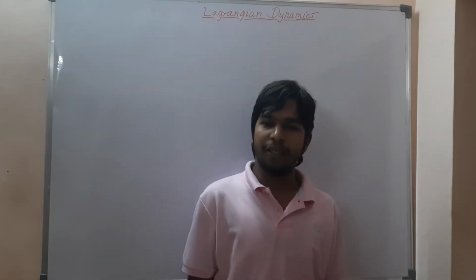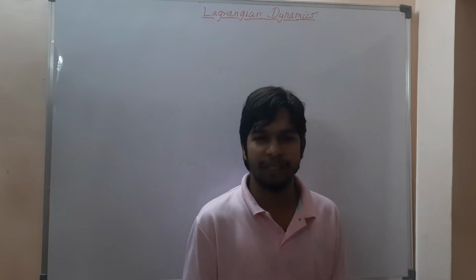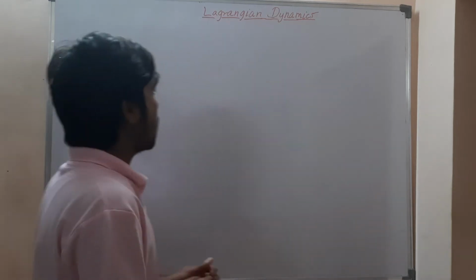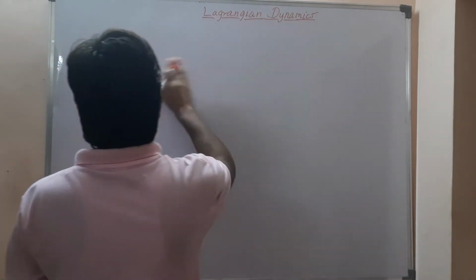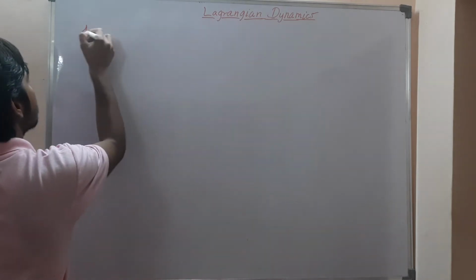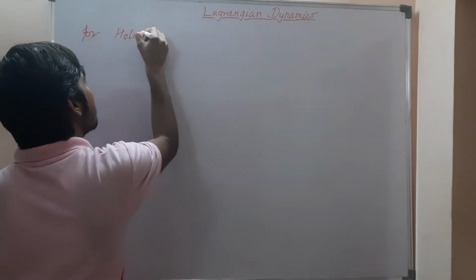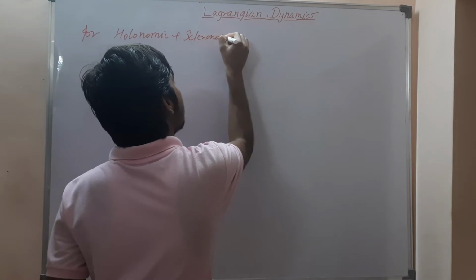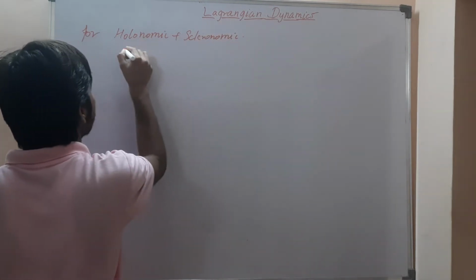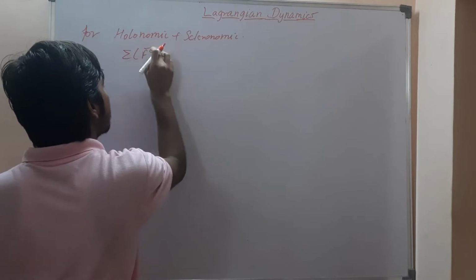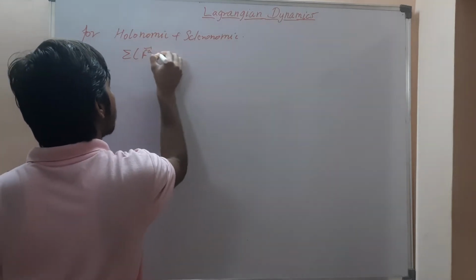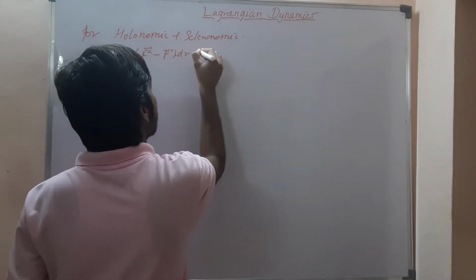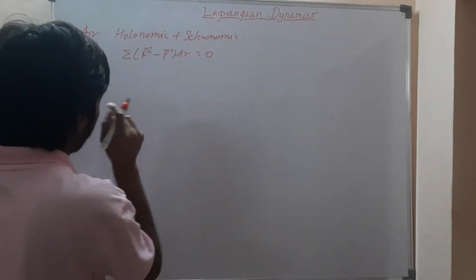So now we are studying Lagrangian dynamics. In Lagrangian dynamics, we have studied constraints, classification of constraints, and in the last class we derived some more formula for holonomic plus scleronomic systems. And what was that formula? We have drawn the applied force minus the inertial term, dot dr, is equal to 0. This formula we have seen.